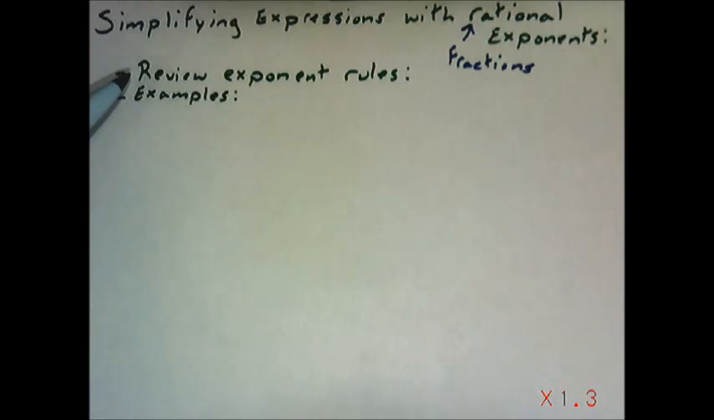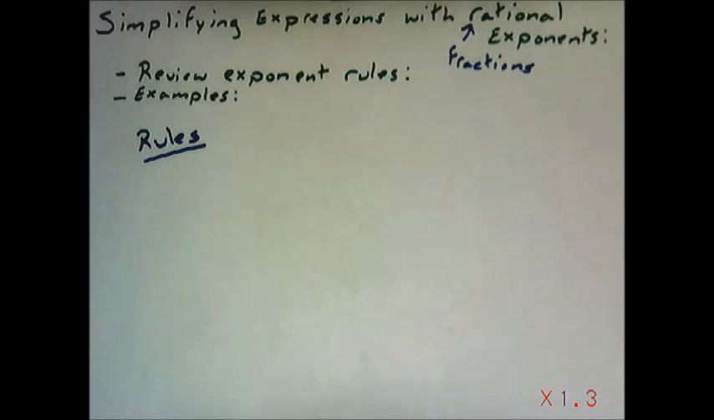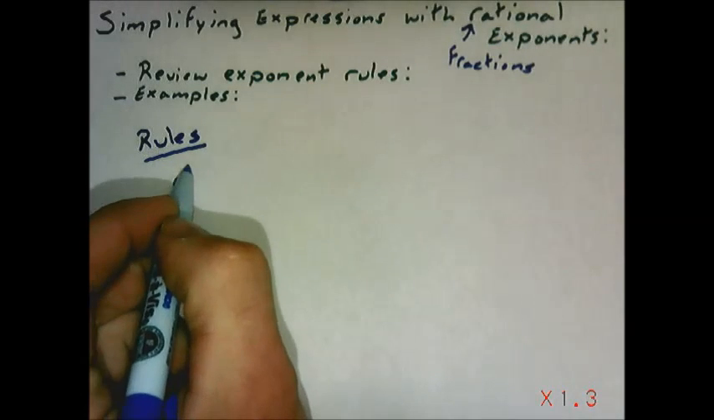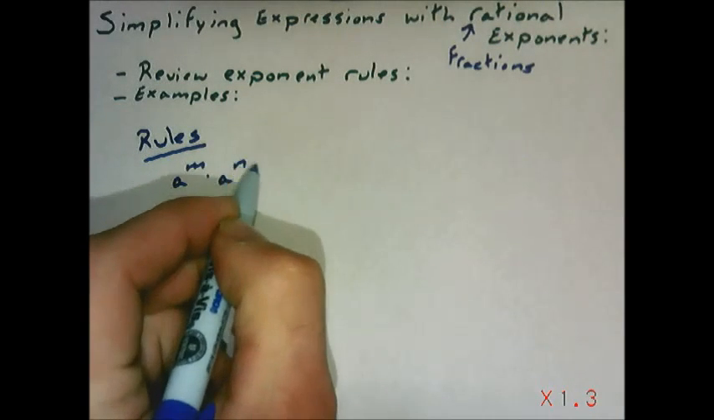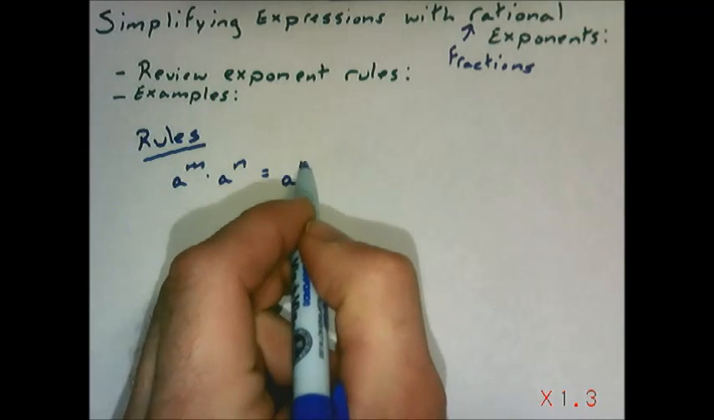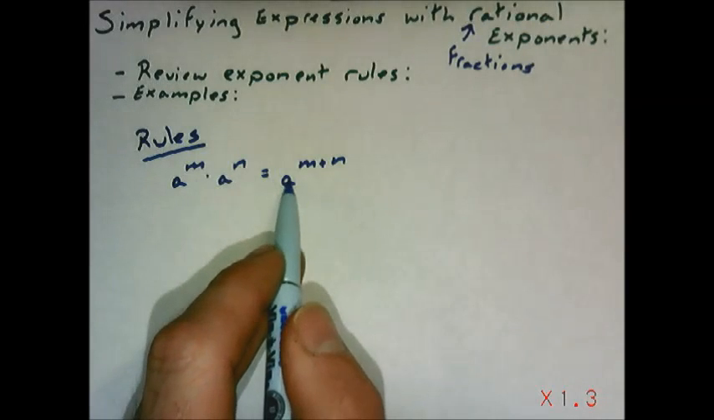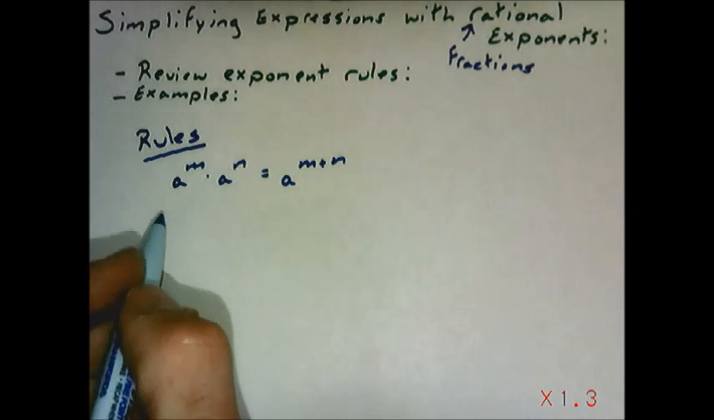So we're going to start off with reviewing those exponent rules, and then we're going to look at a few examples. So let's go ahead and review those rules. Remember, if I give you a to the m times a to the n, that's the same as adding those two exponents, and our base is going to stay the same. So I have a to the m plus n.